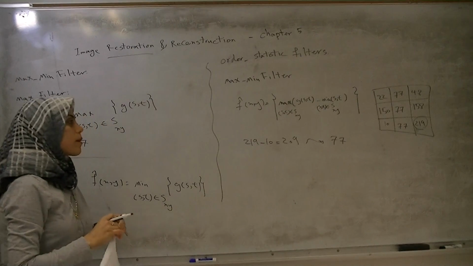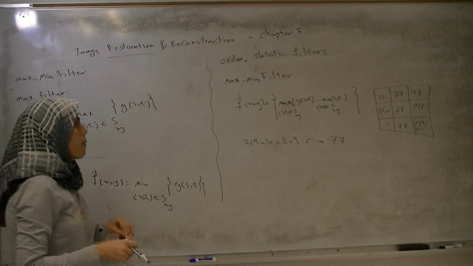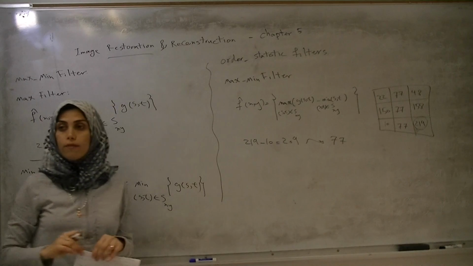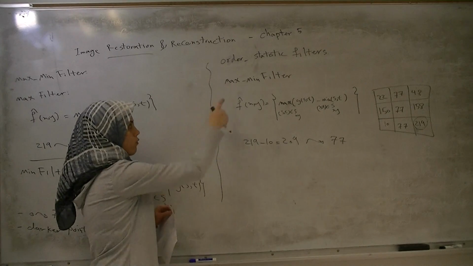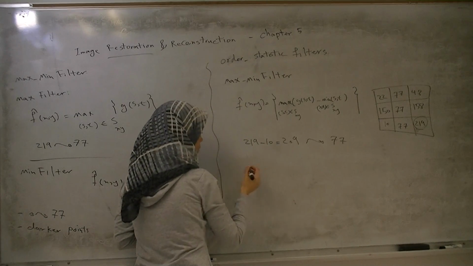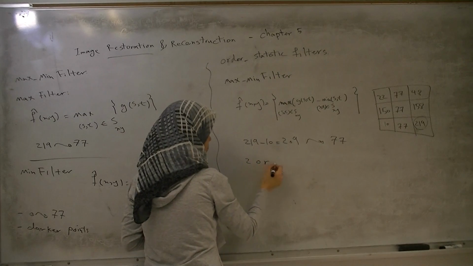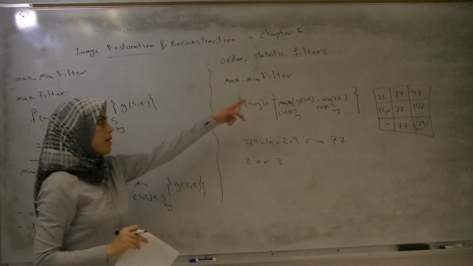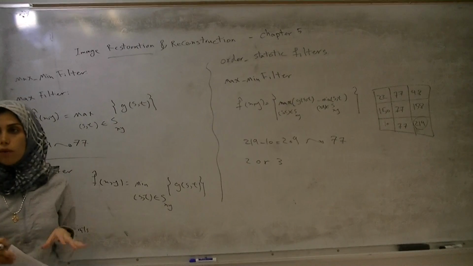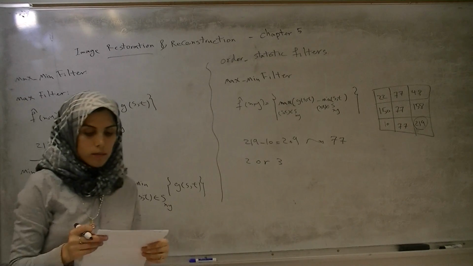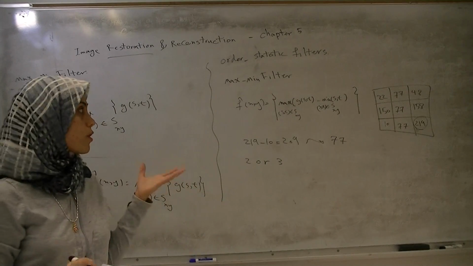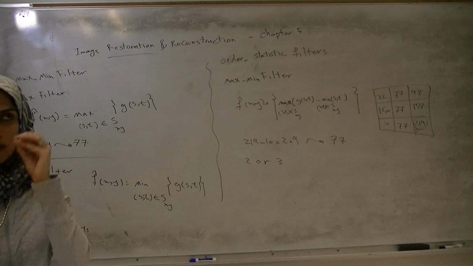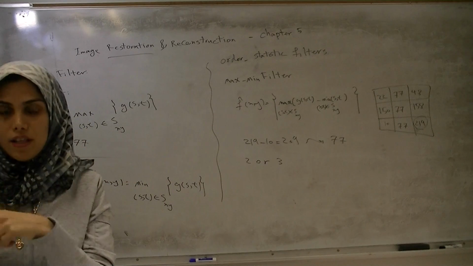And one of the most important things about the max-min filter is that if our window size is small, for example, if our window size is 2 or 3, this max-min filter really works well as a detector of the edges in the image.